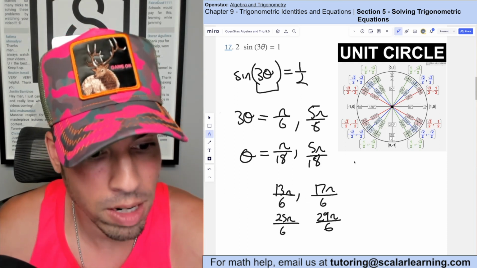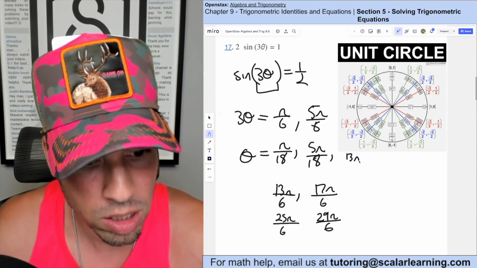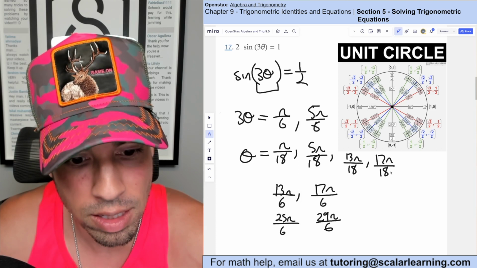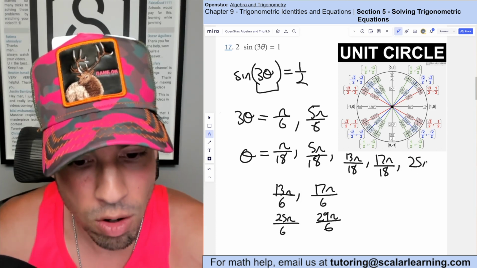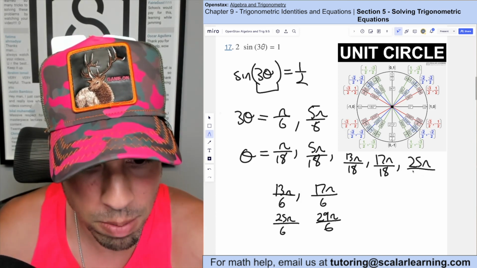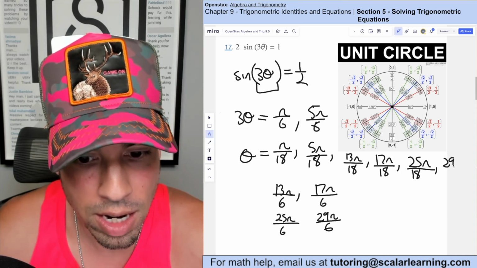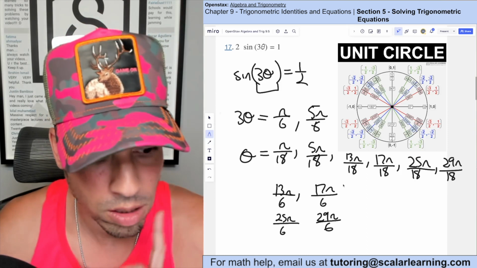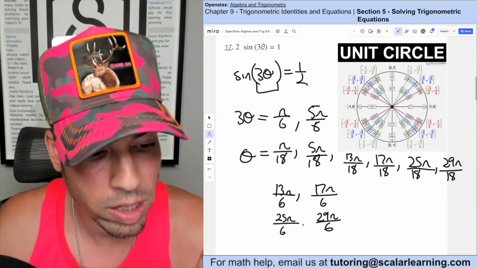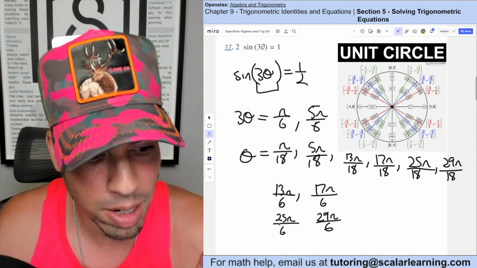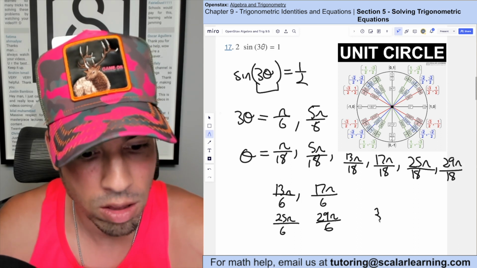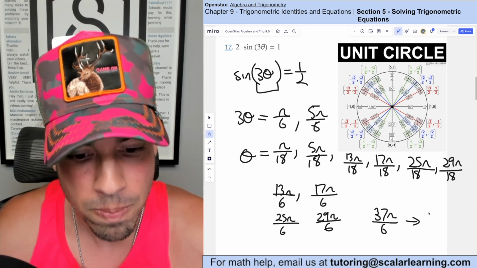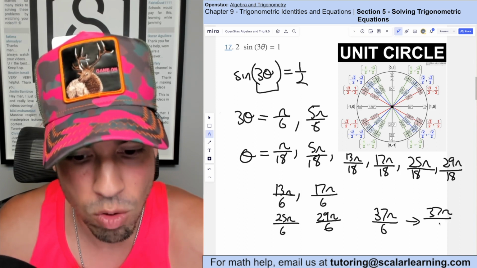So all of these divided by 3 then become 13 pi over 18, 17 pi over 18, 25 pi over 18, right? Dividing by 3 is like multiplying by 1/3. And then 29 pi over 18. Now, I'm not going to go beyond this, because I'll show you what's beyond this. After 25 pi and 29 pi, I'm going to add 12 to that, and I get 37 pi over 6. When I multiply by 1/3, I'm going to get 37 pi over 18.